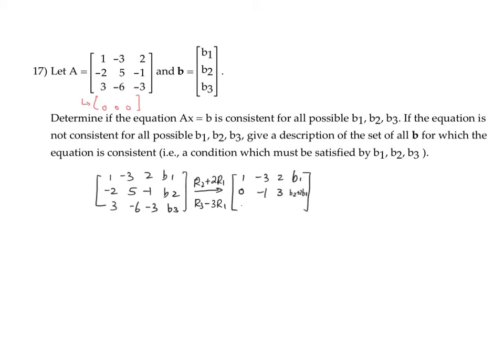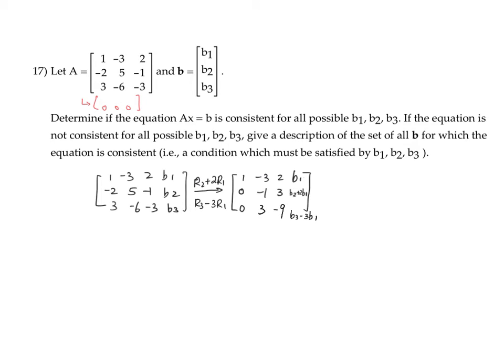The third row will be R3 minus 3R1. So 3 minus 3 times 1 is 0. Negative 6 minus 3 times negative 3, which means negative 6 plus 9, right? Negative 3 times negative 3 becomes positive 9, so we get 3. The next one is negative 3 minus negative 6, which means negative 9. Here we should have b3 minus 3b1.